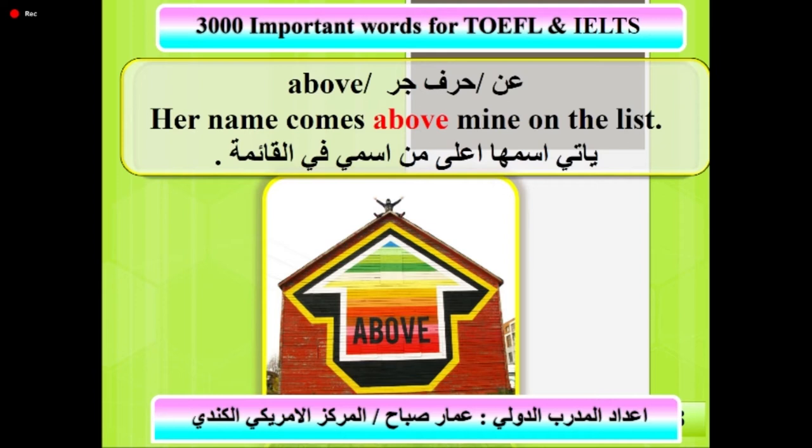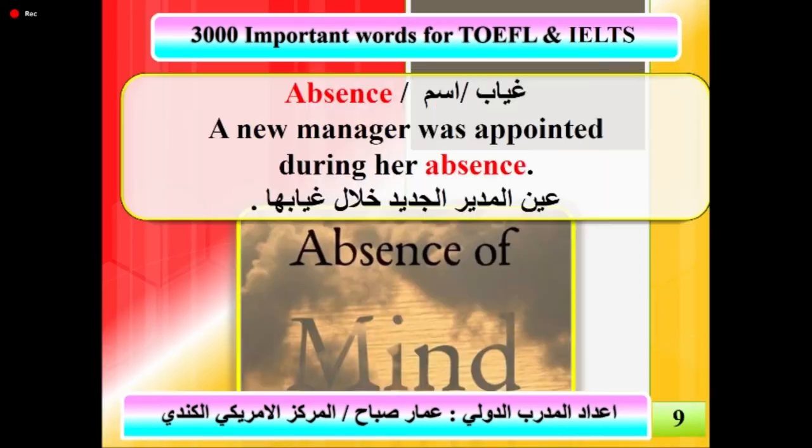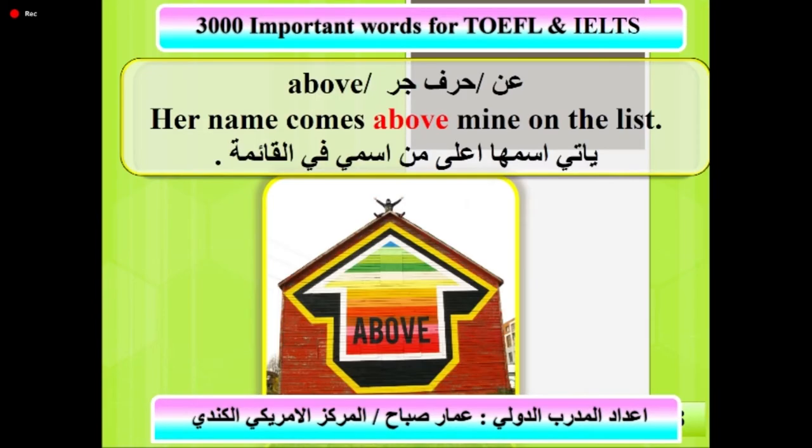Above takes what? Takes a noun. تأخذ اسم. حرف جر، يأخذ اسم. شوف مثال. Her name, اسمها, comes above mine, أعلى من اسمي, on the list, في القائمة. On this way. نقرأ سوية. Her name comes above mine on the list.